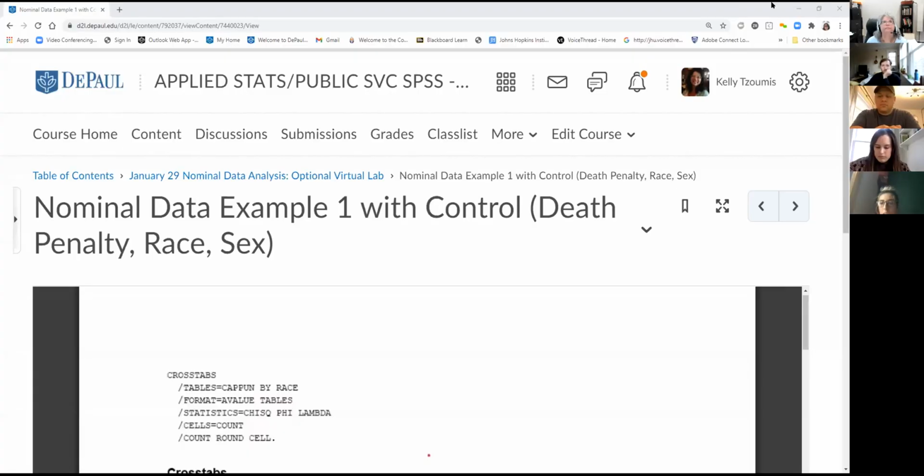Can I ask a question about the control? Sure. So when we talk about the control variables, obviously what we just saw, the control variable had no effect. I don't even know if this is a question that makes sense, but is it better to have a control variable that doesn't affect it? Or are you looking for a control variable that will affect it?